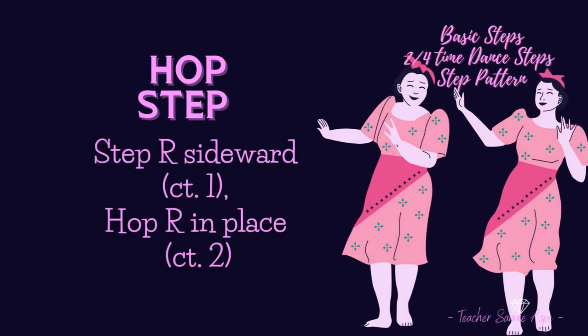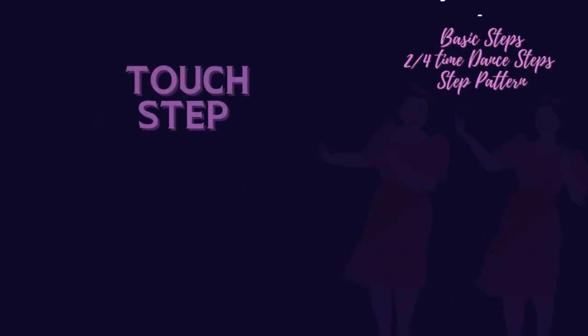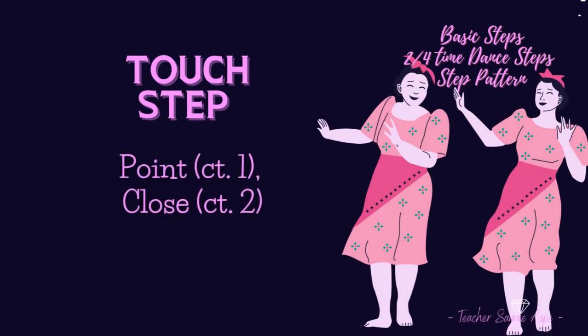Hop step using the step pattern: step right sideward, count 1, hop right in place, count 2. Touch step using the step pattern: point, count 1, close, count 2.